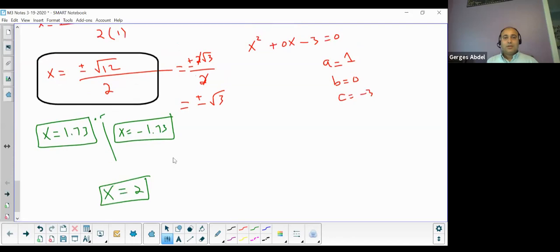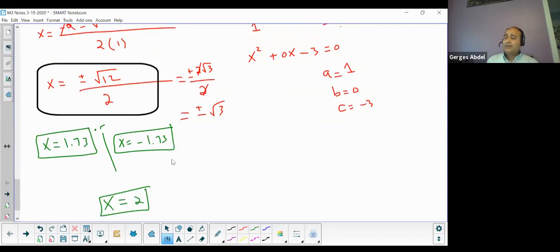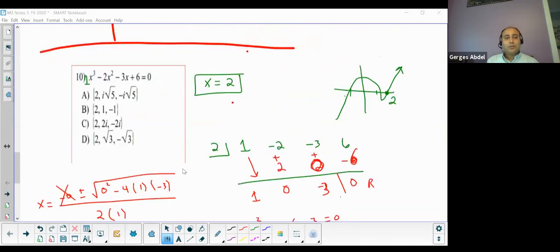All right? I hope you understand it now. We only did two problems, which is okay, as long as you understand it, everything will be fine. Now, which one would be the right choice? Obviously, 1.73. It's not the square root of negative 5, or the square root of 5, it's not 1 and negative 1, it is not i's. We don't have any negative number under the square root, so the answer must be choice D.